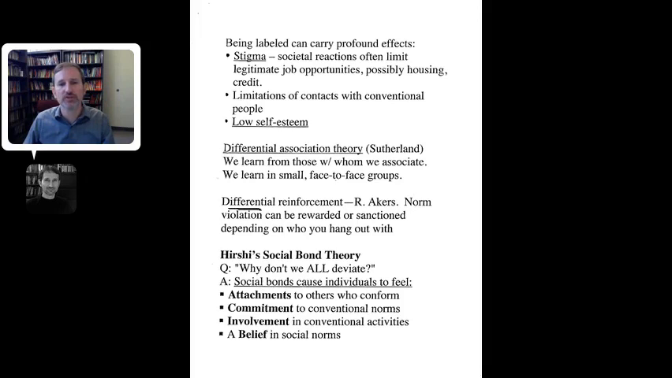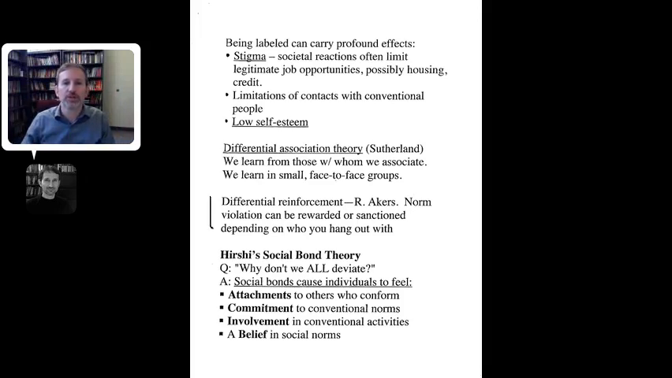Eventually, some other theorists developed an amendment to or addition to Sutherland's idea. So Ronald Akers created differential reinforcement. Here's what I'd like you to know. Differential association is who you associate with. Differential reinforcement means it isn't just who you associate with, but whether or not you receive punishment or reward for doing certain things. So differential reinforcement takes differential association and adds a psychological element to explaining why people do crime.